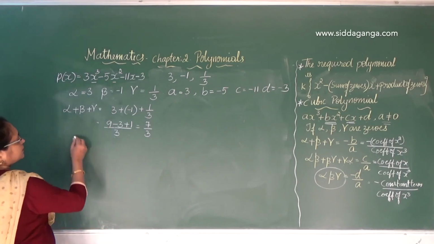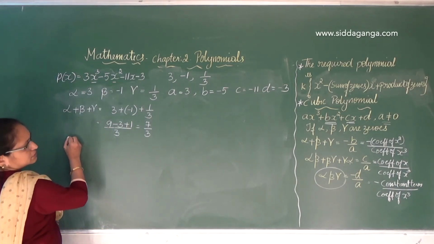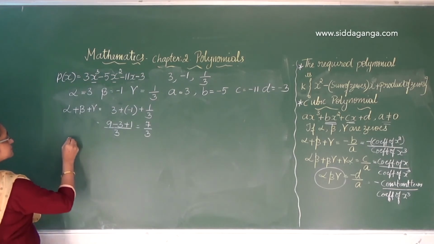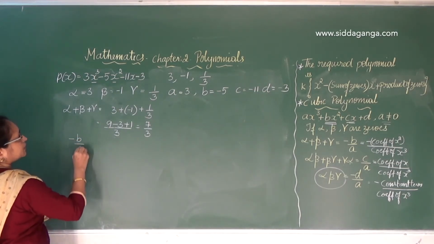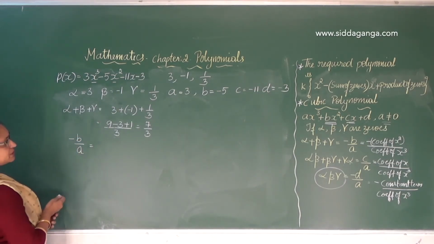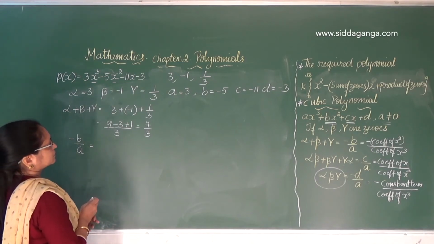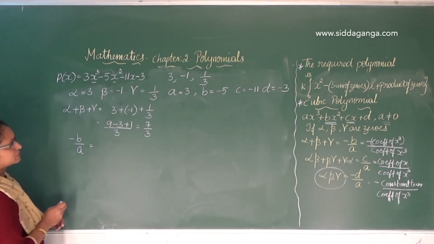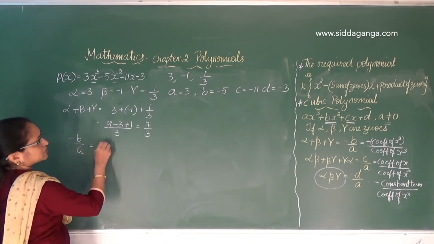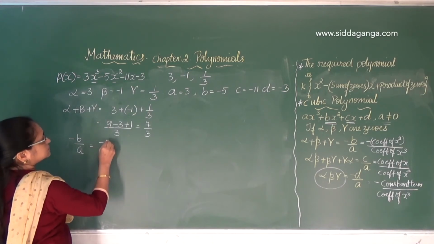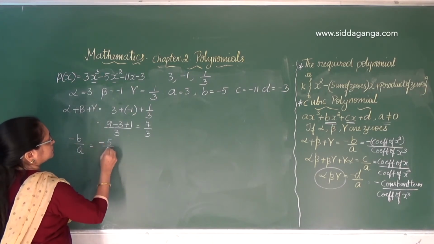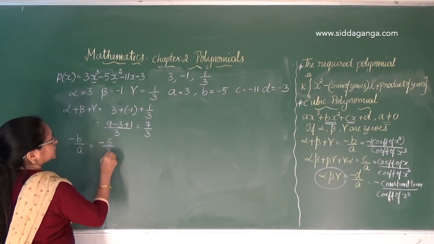Now, find out alpha plus beta plus gamma is minus b by a. So, what is minus b? Minus b is... where we went wrong.